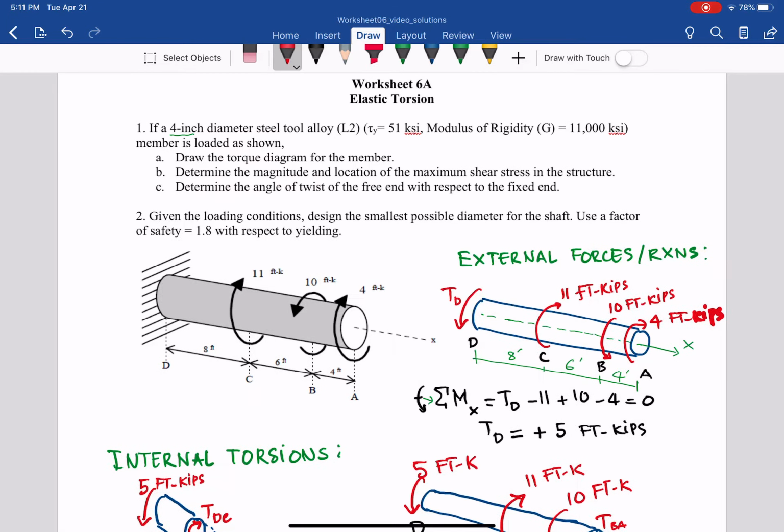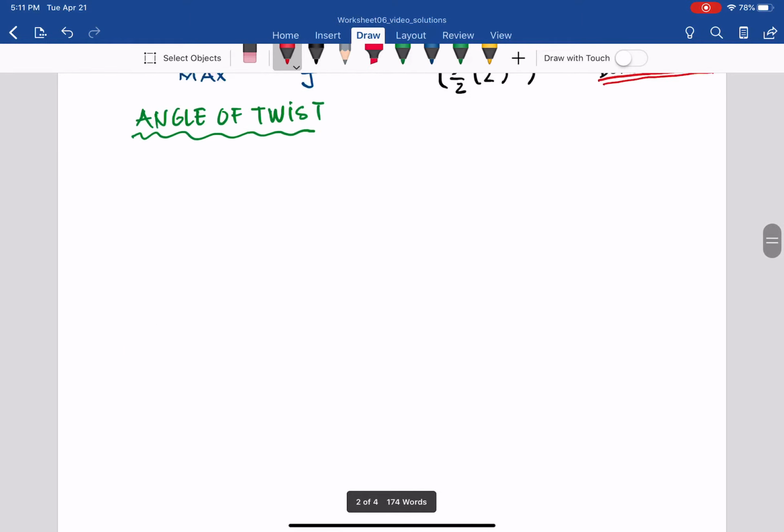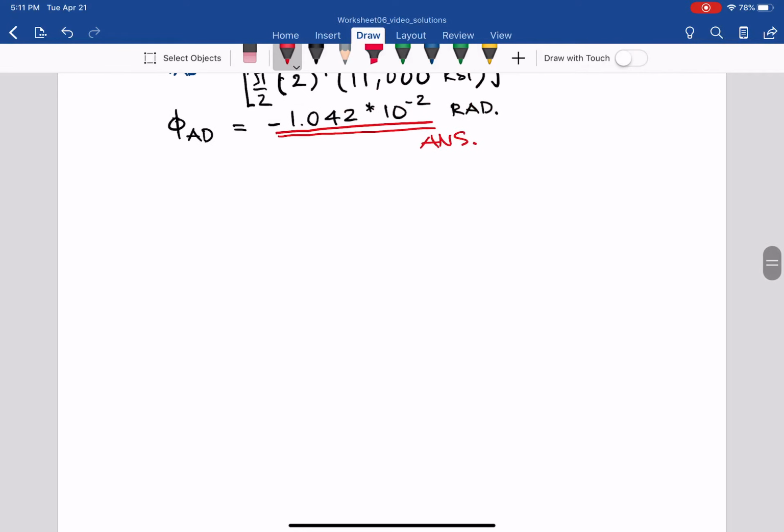This is part 2, worksheet 6A. Given the loading condition, design the smallest possible diameter for the shaft. Use a factor of safety of 1.8 with respect to yielding. So that is the design problem. So, part number 2.